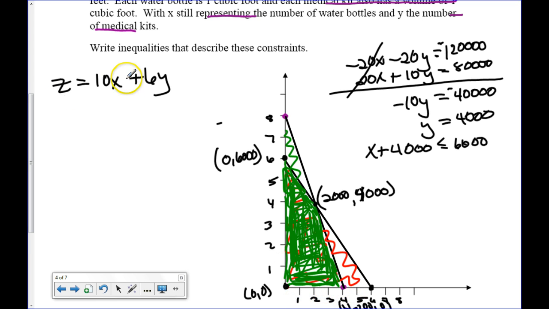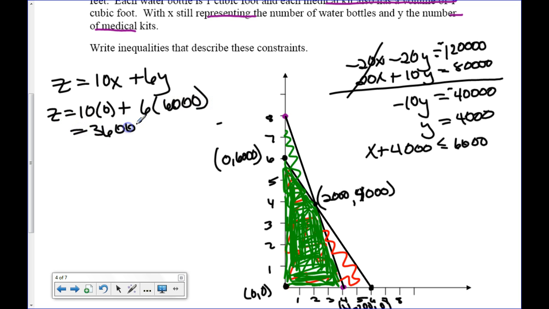Okay, so if I put in 0, 0, what is that one already? 0. I'm not even going to bother testing that one. That one's pretty easy. 0, 6,000. 10 times 0 plus 6 times 6,000. Yep. That's that one. Now let's test this one. 10 times 2,000 plus 6 times 4,000. 44,000.